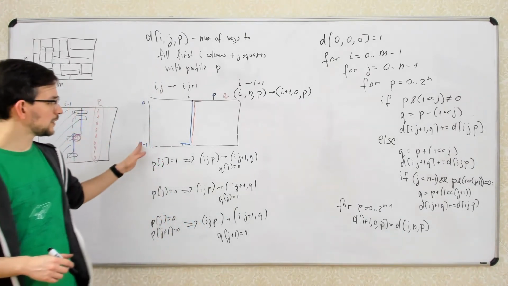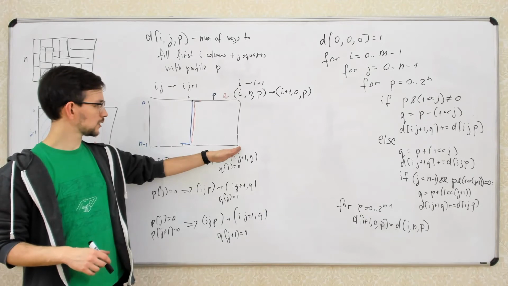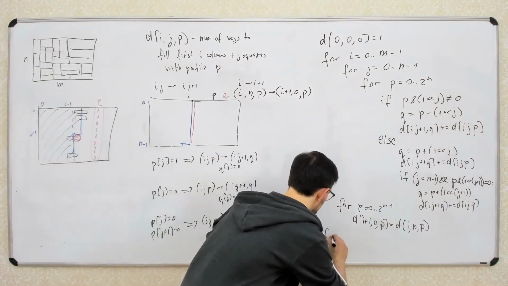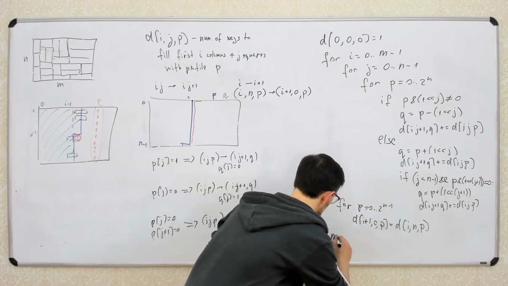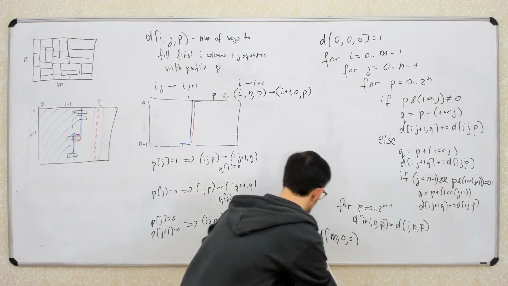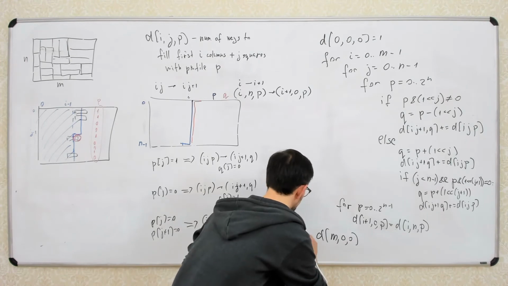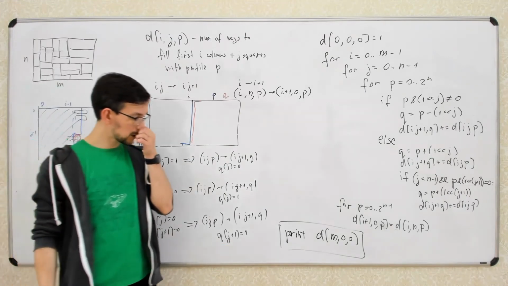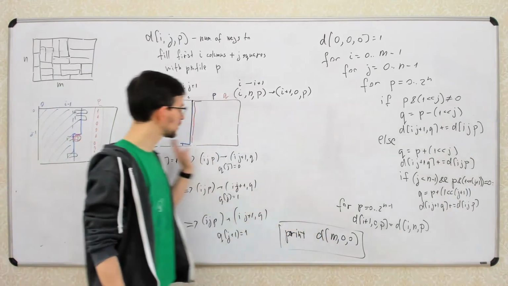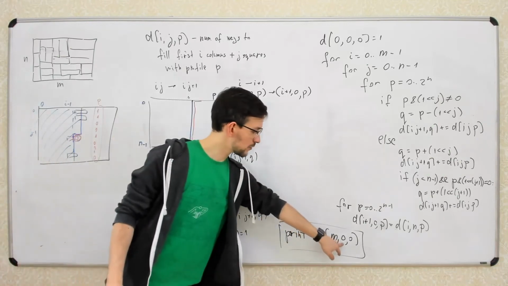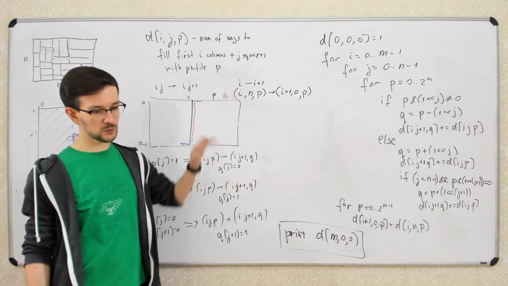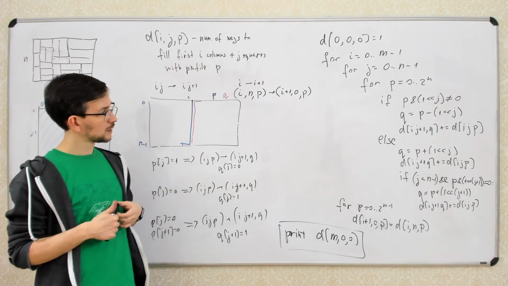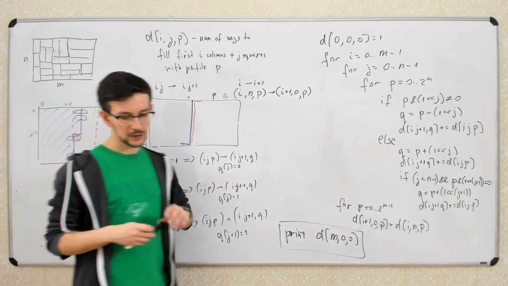That's all. And in the end, what do we need to have? In the end, we need to have again d of m, 0, 0. This will be the result. So the result will be the number of ways to fill all m columns with 0 extra squares here and the profile equal to 0. That's all.